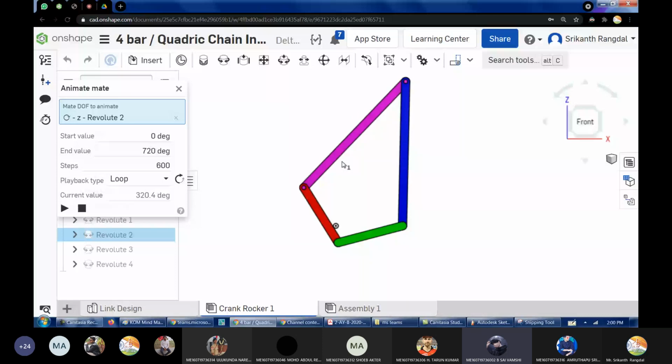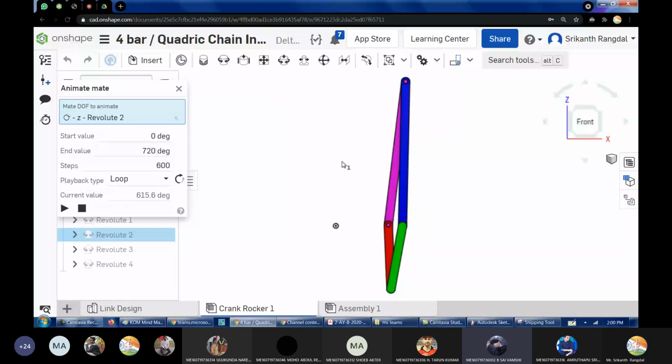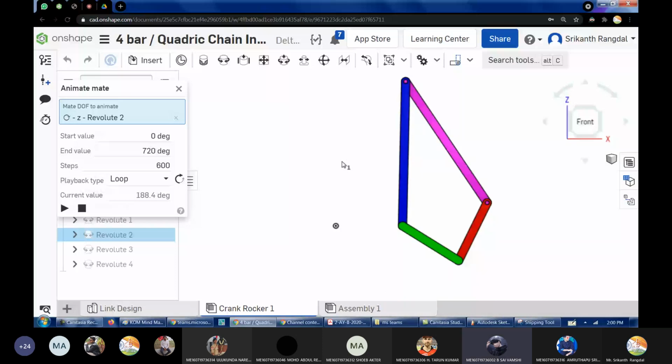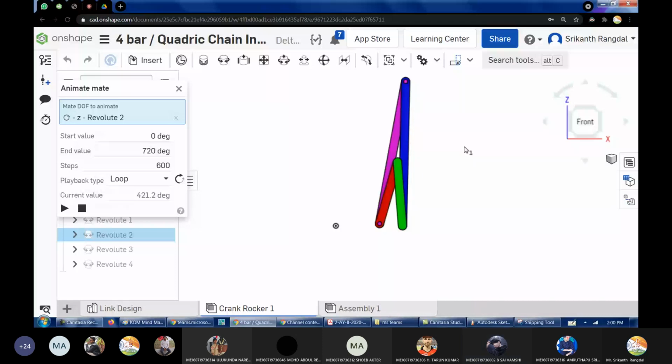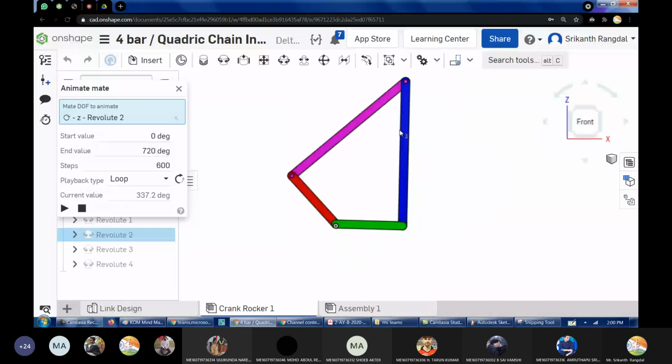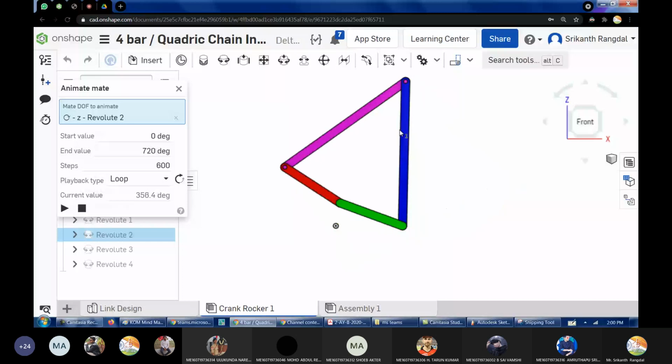No. If green rotates 360 degrees, pink is not half. Half means 180 degrees, right? 1/4, sir, 90 degrees. No. If I change the link length slightly, then it will not be 90 degrees. It depends on the link length. So it may not be 90 degrees. The special thing here is, shall I tell?